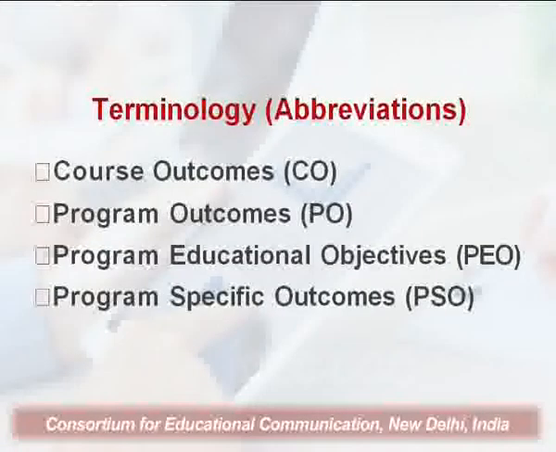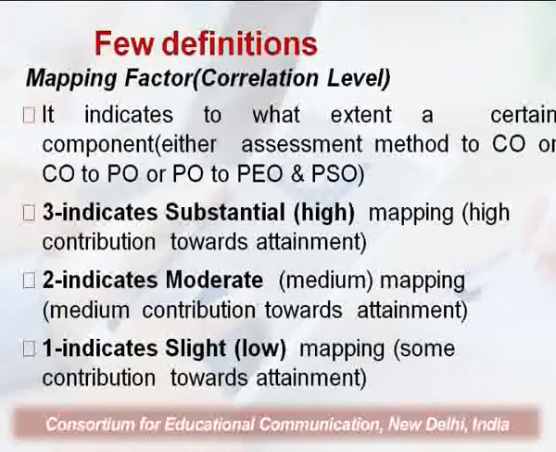Now, before we move on to the terminologies and the methods, let me give you some abbreviations which will be used in the series. The first is course outcome, which we call CO. The next is program outcomes, which we call POs. The next is program educational objectives, which we call PEO, and there are some specific program objectives which we call PSO.